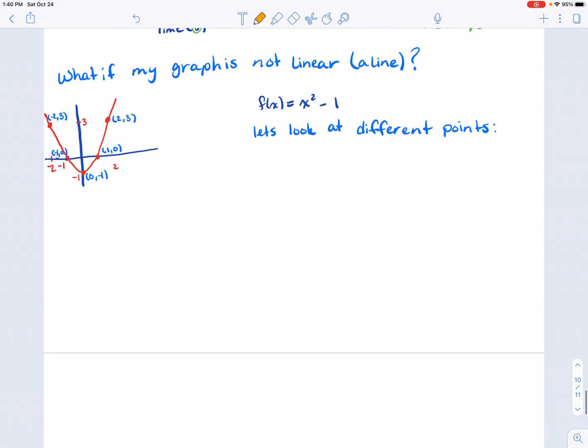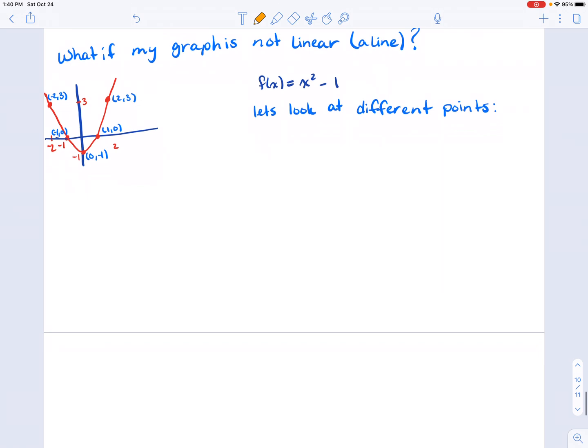That is the definition of a line, that the slope along the line is exactly the same. Doesn't matter what 2 points you pick. So let's look at what happens when it's nonlinear. So let's look at the parabola here. We have the function notation f of x equals x squared minus 1.